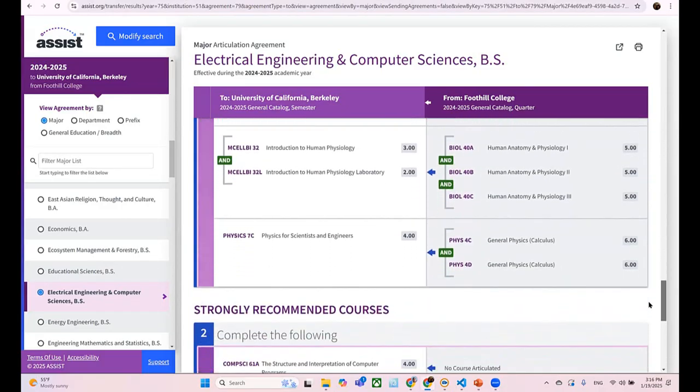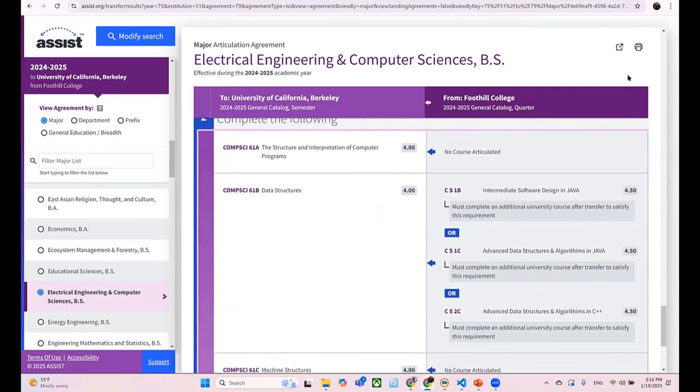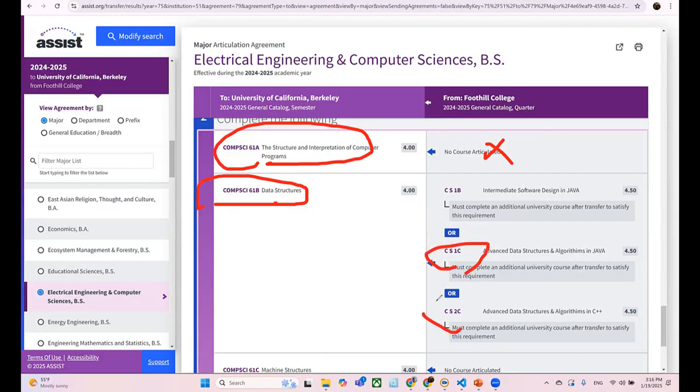And then okay, let's go. 61A, the language, there's nothing you can use. And then 61B, the data structure right here. You can use 1C and 2C to change for it. So the Java version and the C++ version can change for the data structure at Berkeley. Python version 3C is not okay. So you have to carefully look at this table.